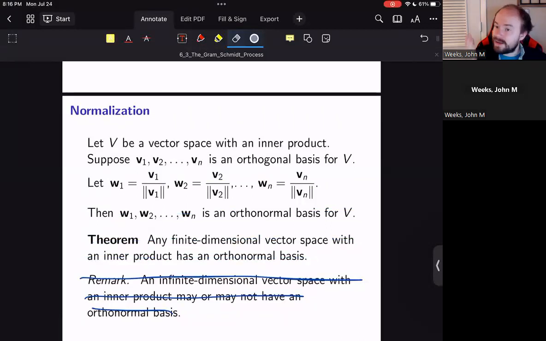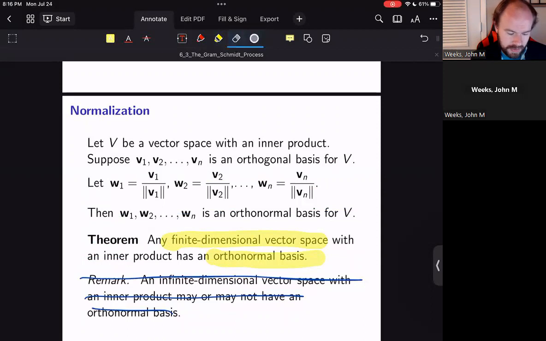So now we've seen, thanks to the fact that for any basis, we can Gram-Schmidt to get to an orthogonal basis, and then divide by their lengths to get an orthonormal basis. We've proven this theorem: any finite dimensional vector space with an inner product has an orthonormal basis.